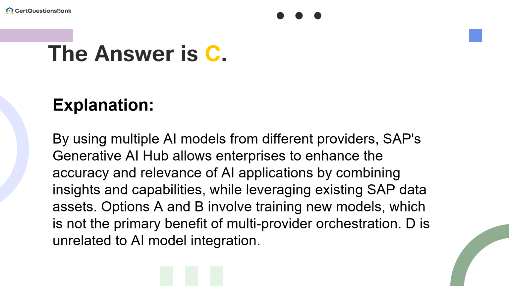the accuracy and relevance of AI applications by combining insights and capabilities, while leveraging existing SAP data assets. Options A and B involve training new models, which is not the primary benefit of multi-provider orchestration. D is unrelated to AI model integration.